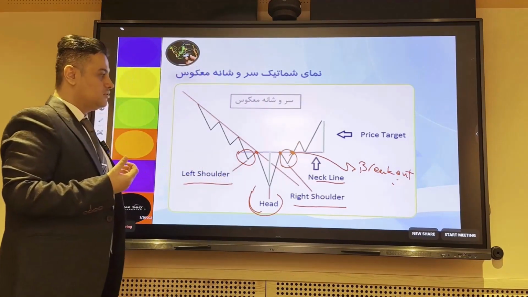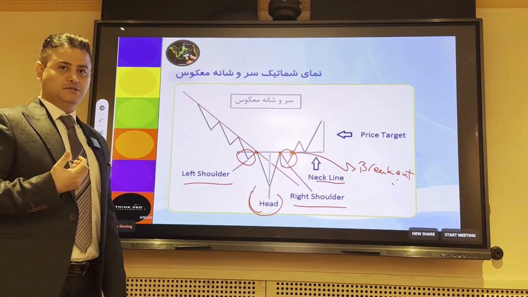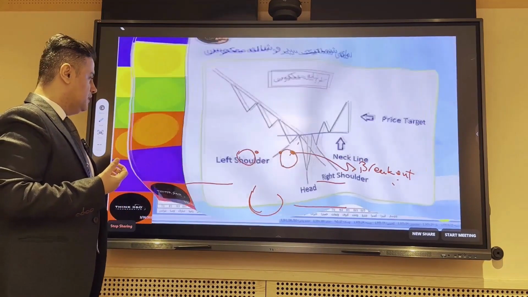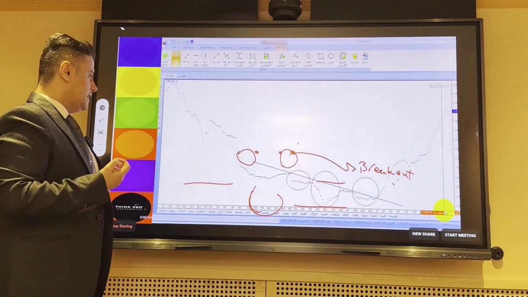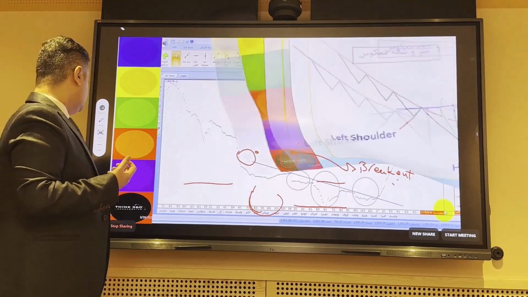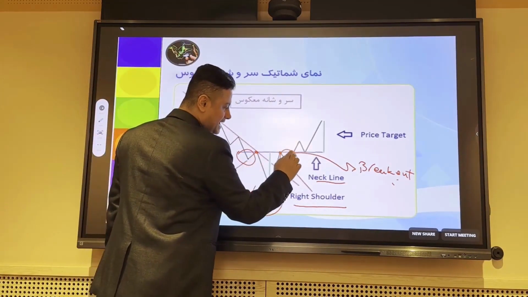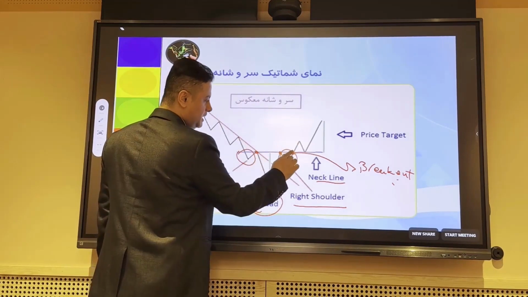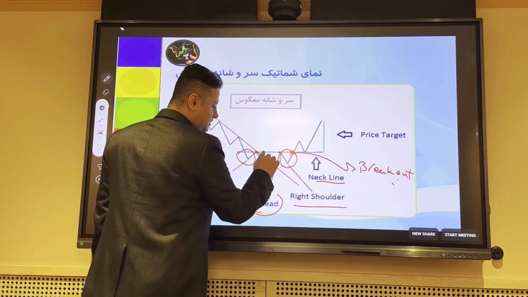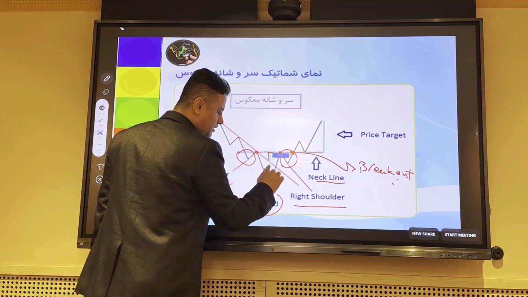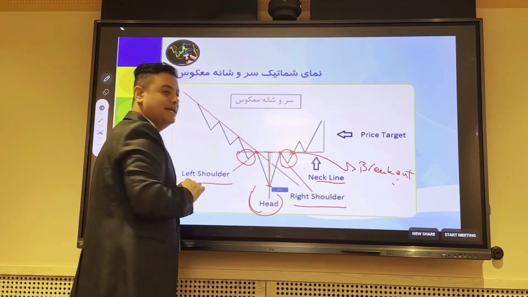Now I actually want to see the target of this pattern. If we look at the next slide together, okay, let's go back. This goes on my example. In this section, I will tell you its target exactly from the breakout area, meaning from this point, we measure the distance from the neckline to the head.